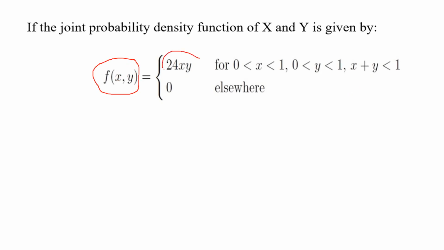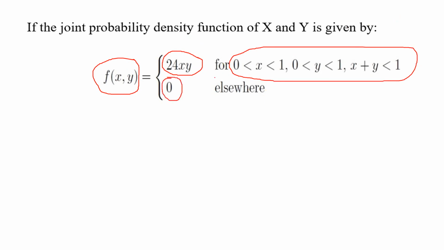So it is equal to 24 times xy, and these are the limitations, as we call them, the domain of this function. And elsewhere we will consider it 0. It means that the probability for them elsewhere is equal to 0. So this is the domain that we should consider so that we will have such a function.